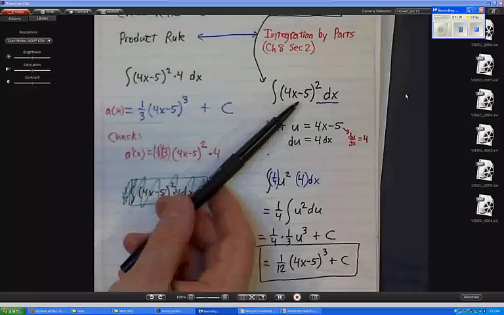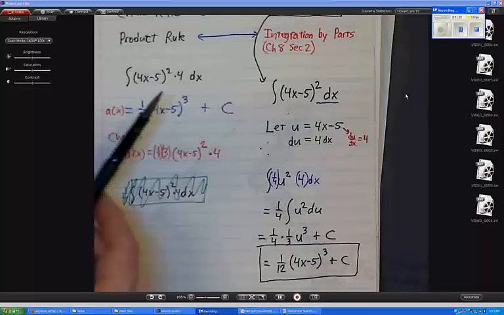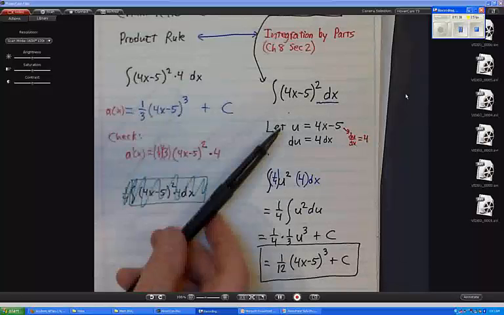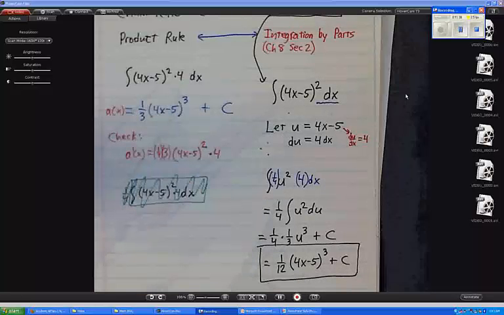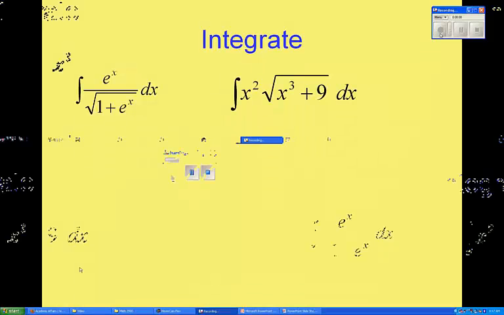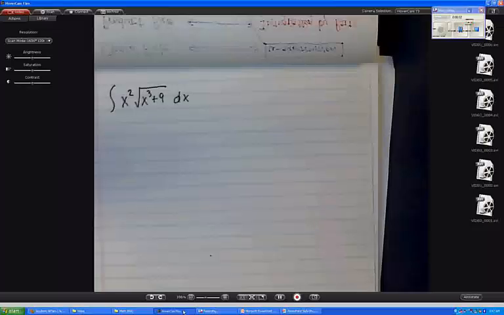Here I was lucky, I already had the 4. Here I didn't, I had to insert a 4, so I put a 1/4 out front. It's a little bit tricky. I'm sorry, what? What happened to du? Here, let's do the one on the right.